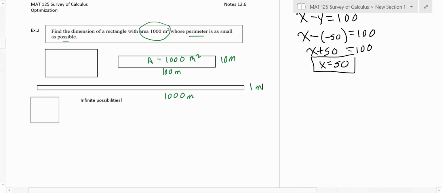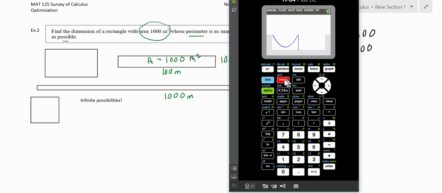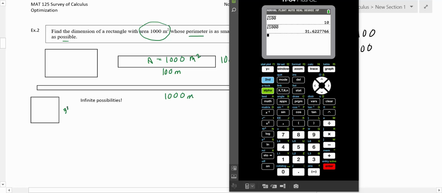I'm going to do that on the calculator because I want to give you a visual idea of what this problem means. Square root of 1,000, I'm sorry, I was putting the wrong thing in. So the square root of 1,000 would be about 31.6. So you might have 31.6 and 31.6. That perimeter there would be smaller than that perimeter, right?